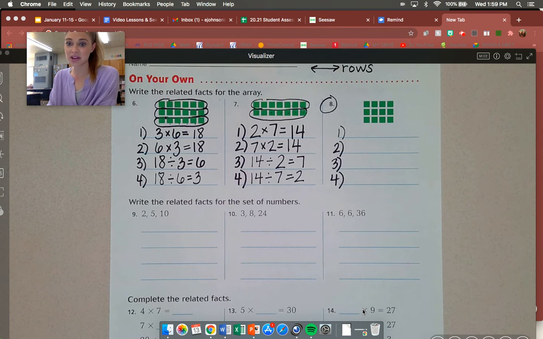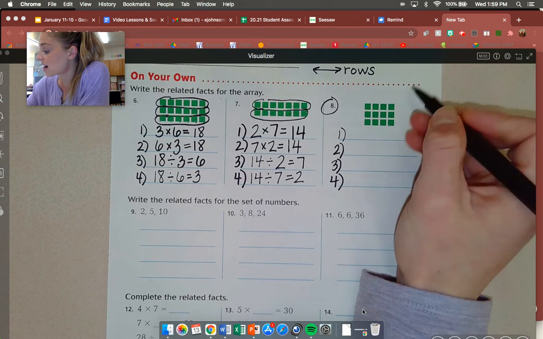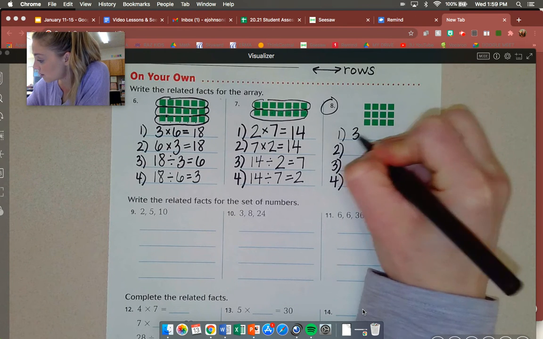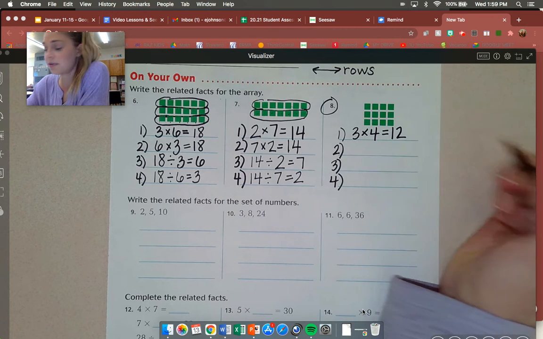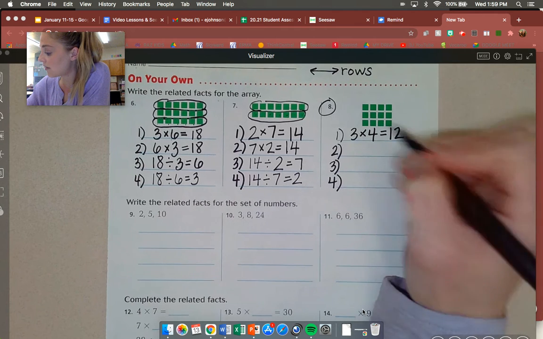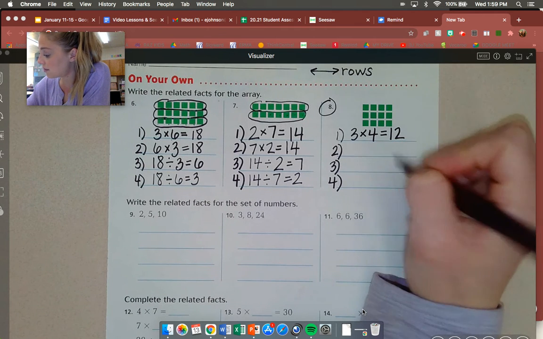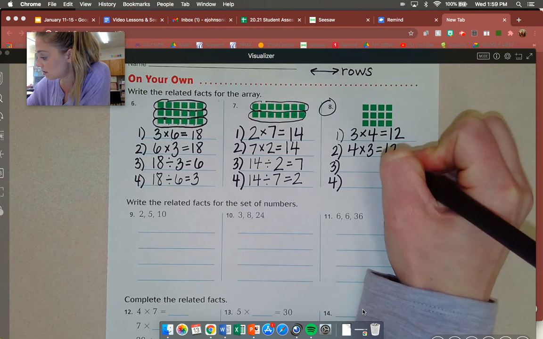Okay, now that you've solved that problem, the multiplication fact would be 3 rows of 4 equals 12. Hopefully you got that down for the multiplication fact. If I flip-flop the 3 and the 4, it turns into 4 times 3 equals 12.